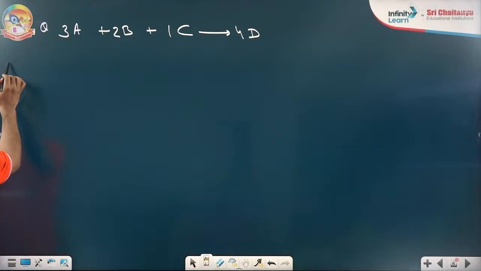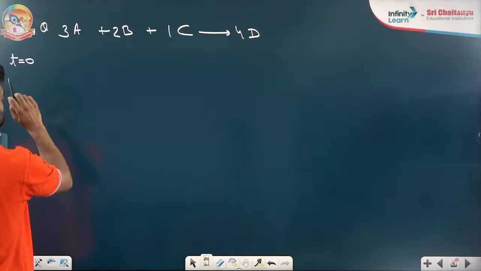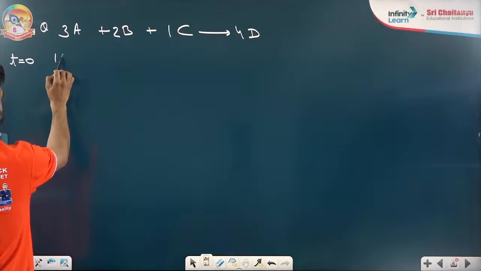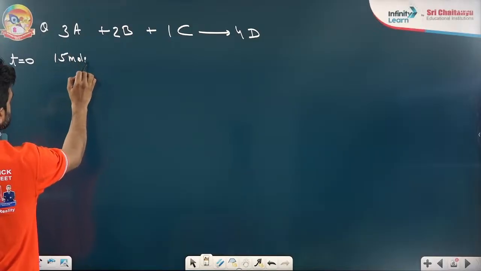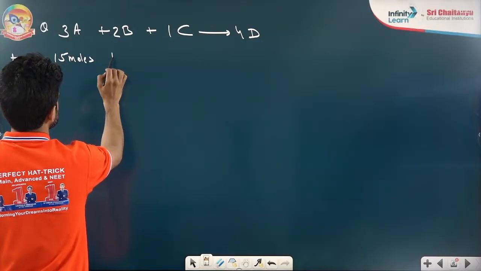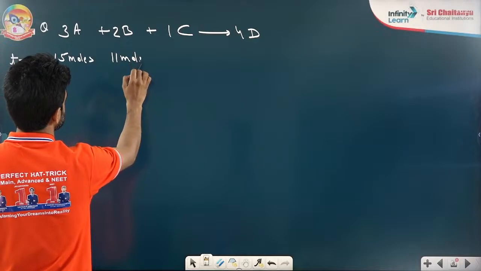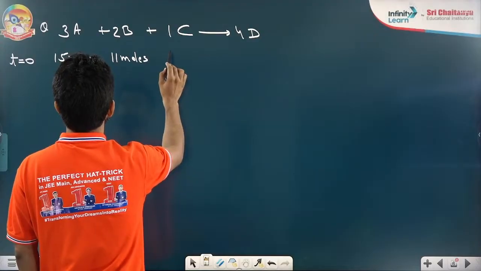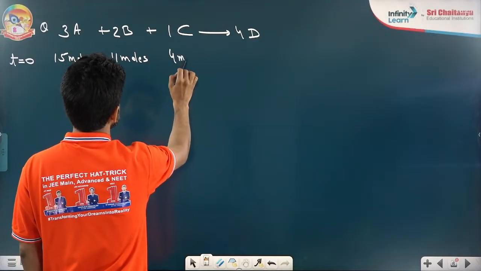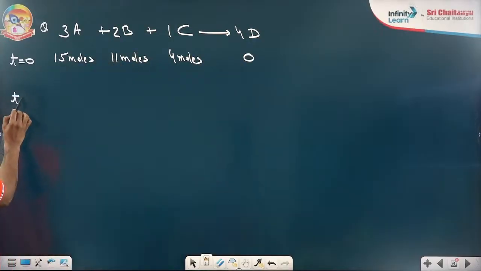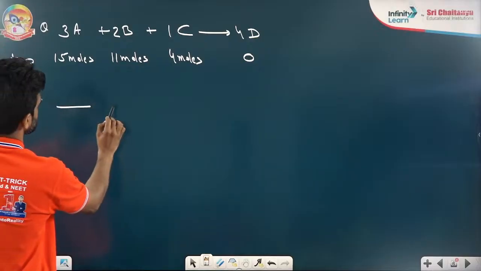Now, at time 0, what they gave us is that we have 15 moles of A, 11 moles of B, and 4 moles of C, right? And D is 0 moles. So please tell me the final amount of all of these.